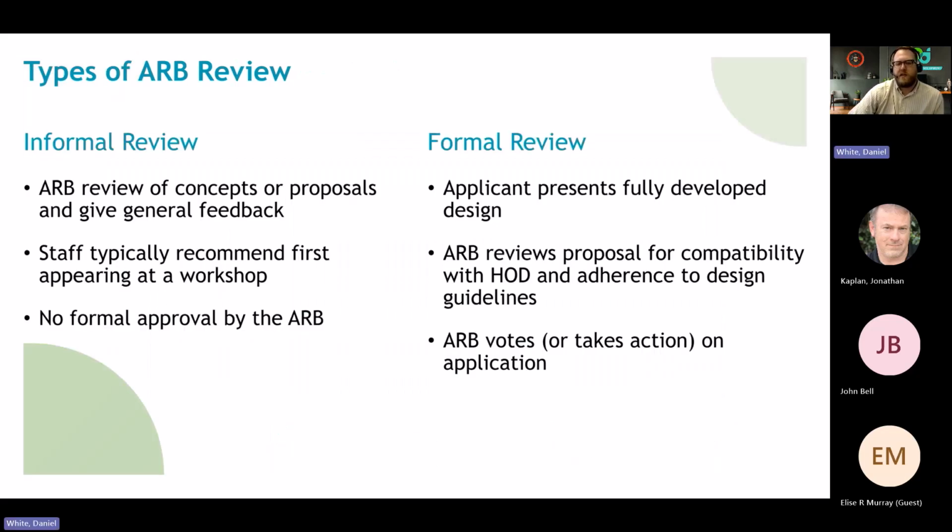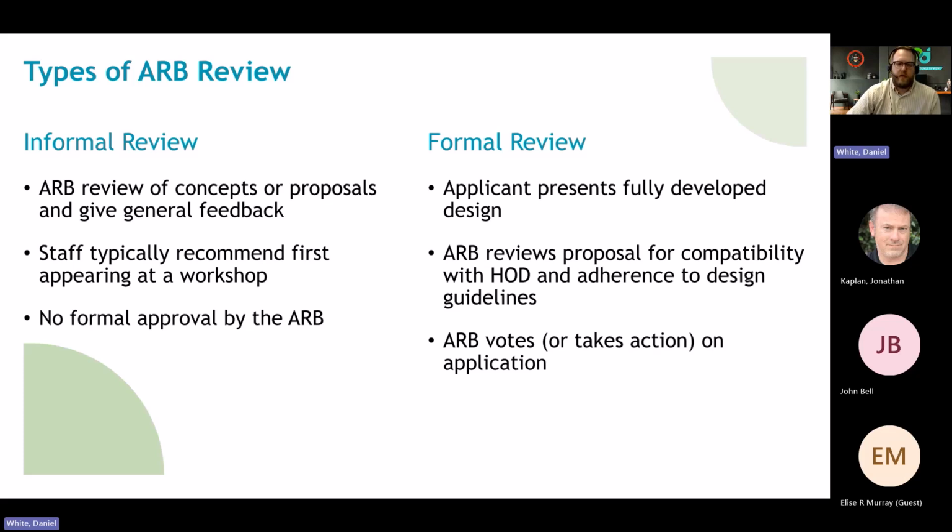The ARB conducts two types of review: informal or workshop sessions and formal or action items. At informal workshop sessions, the ARB reviews development concepts or proposals and gives general guidance. The only requirement to participate in an informal review is to provide supporting materials that clearly present the project idea, whether in written form, drawings, or other graphic form. Staff generally recommend appearing first at a workshop session before coming to the ARB as an action item. Informal workshop sessions do not result in formal approval or recommendation for approval by the ARB.